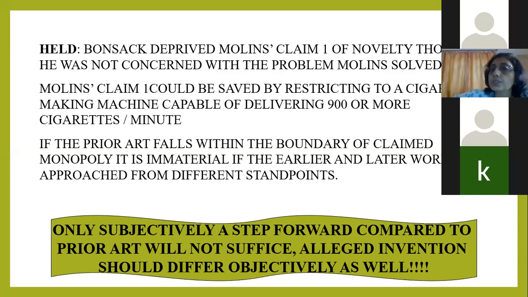However, the claim was not restrictive. The claim only had that it has to give a forward motion so that it fell at an angle. That feature, which was supposed to be essential to the claim, was taught in the prior art. But the additional features which they could have incorporated in the claim to save it were not there. So if the prior art falls within the boundary of the claim, no monopoly can be claimed. It is immaterial if the earlier or the later work approached from different standpoints.